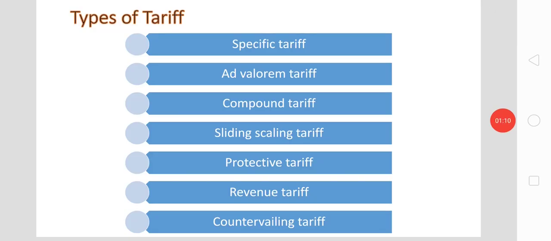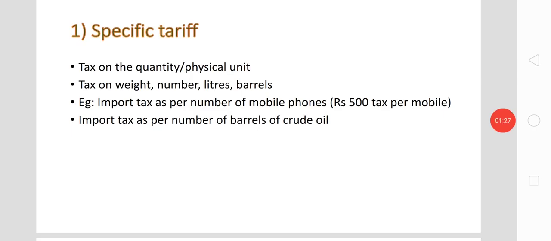These are the types of tariff that I have listed out for you. First one is specific tariff, followed by ad valorem tariff, compound tariff, sliding scale tariff, protective tariff, revenue tariff, and countervailing tariff. Let's look one by one. First one is specific tariff.